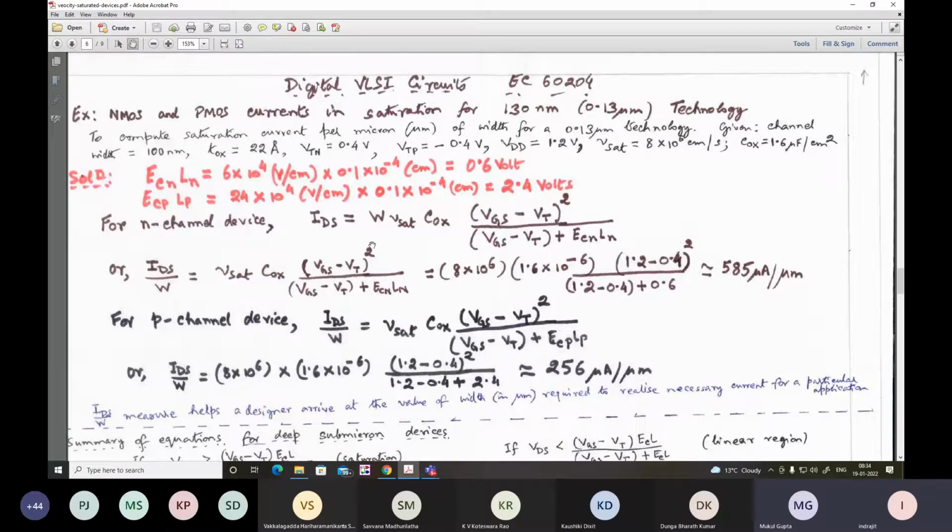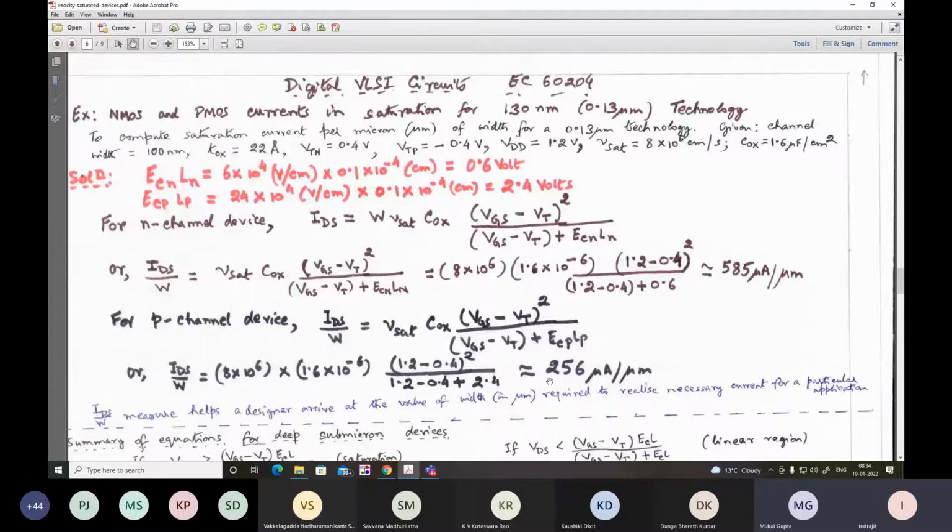drain to source current, this is given by this. This is a very important expression: product of channel width, saturation velocity, COX, VGS minus VT square, divided by this factor. If we need to calculate the saturation current per micron, that means per unit width, this value happens to be 585 microampere per micrometer, whereas this is 256 microampere per micrometer. Now, if you take the ratio, it will be nearly 2.3.